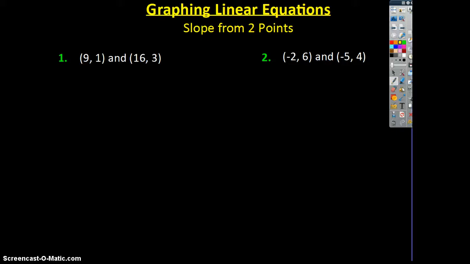What we're going to look at today is taking two coordinates, or two points, and finding the slope from them. Or, very simply, the way that we call it a lot of times is slope from two points. So how do we find that?